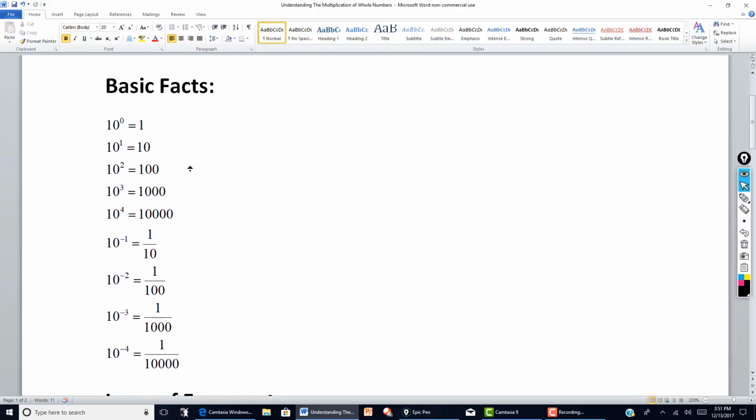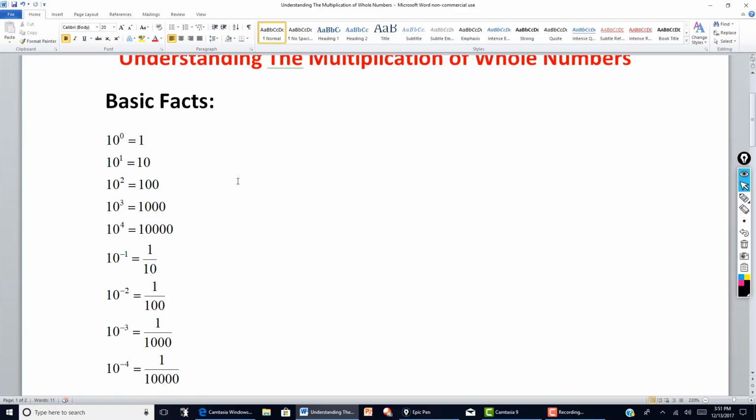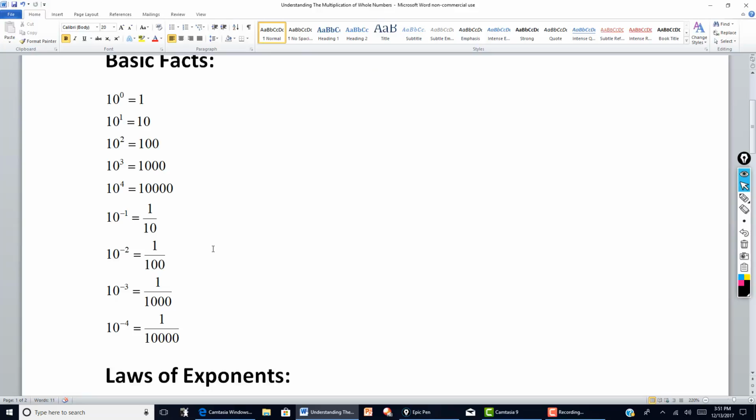what I have here. Powers of 10. 10 to the 0, of course, is 1. 10 to the first is 10. 10 to the second is 100. 10 to the third is 1,000, and so on. 10 to the negative 1 is 1 over 10. These are the ideas dealing with negative exponents. 10 to the negative 2 is 1 over 100. 10 to the negative 3 is 1 over 1,000. 10 to the negative 4 is 1 over 10,000.